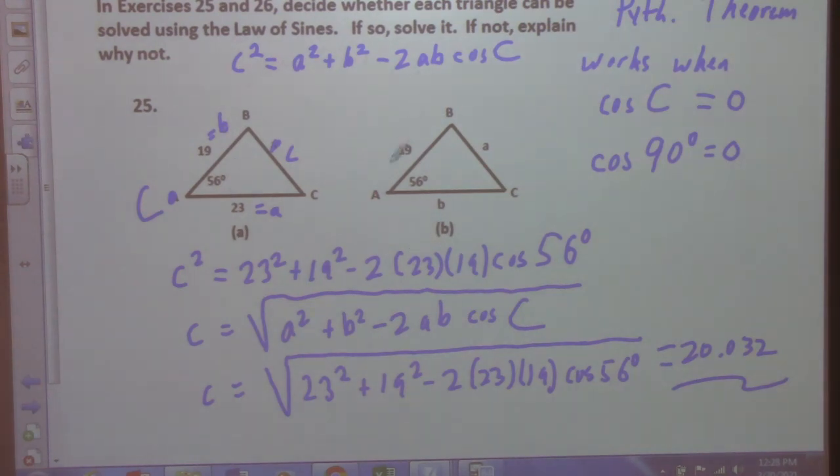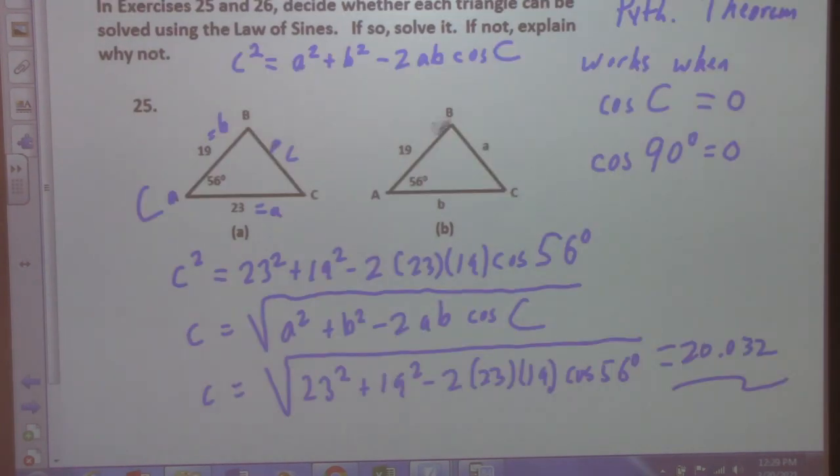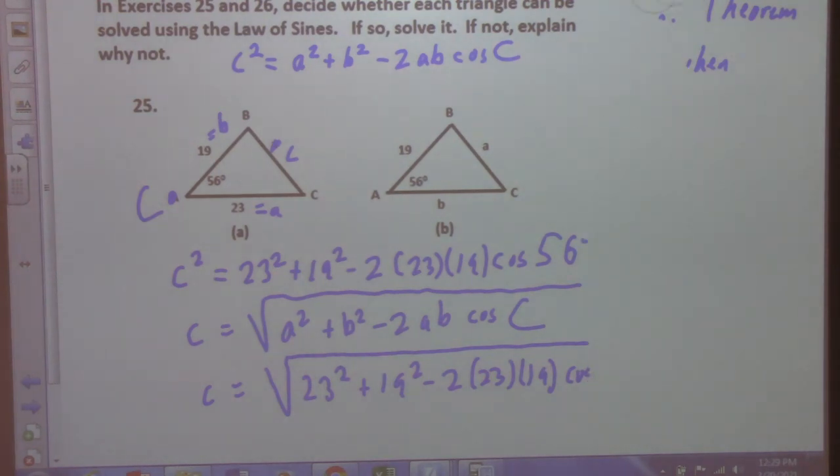What I want you to do is go over to problem 26B and solve for side C. Can you do that? In fact, what I will do is I'm going to call on somebody to tell me what they did to solve, what they got for side C. How's that? And how they got it.